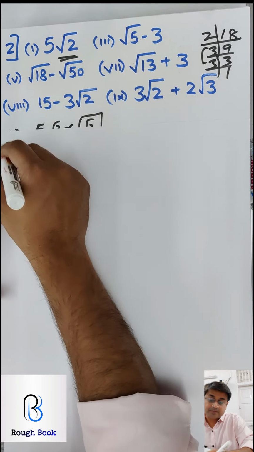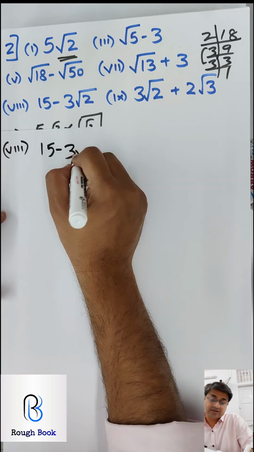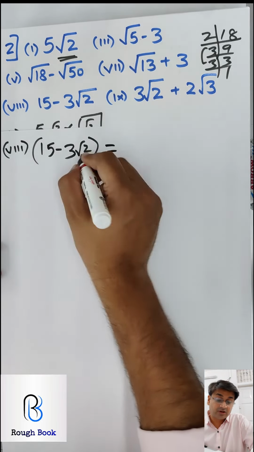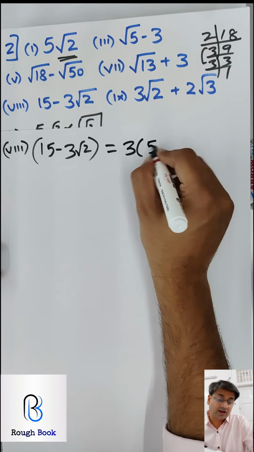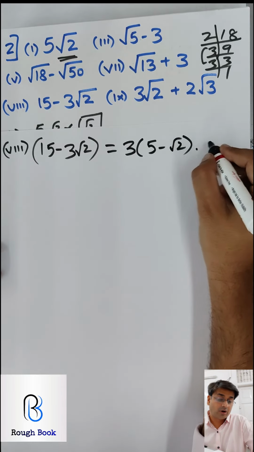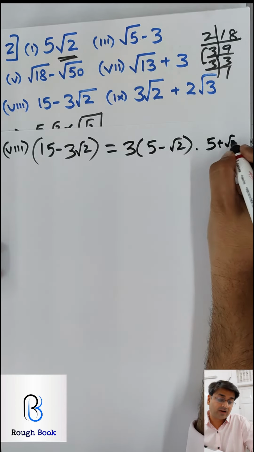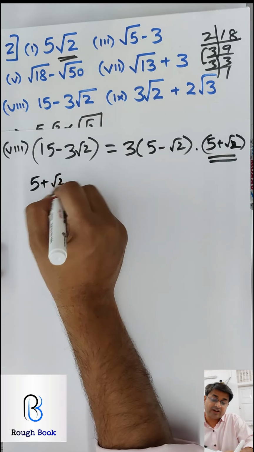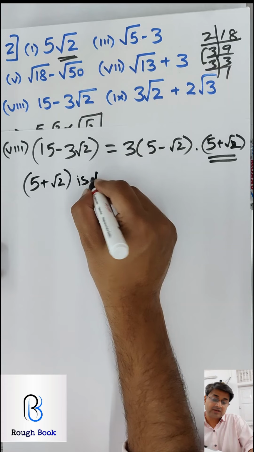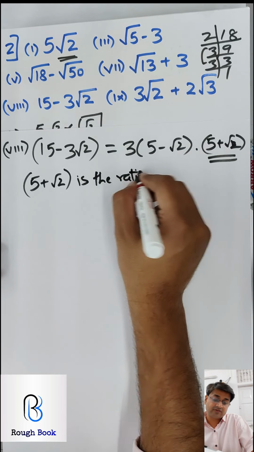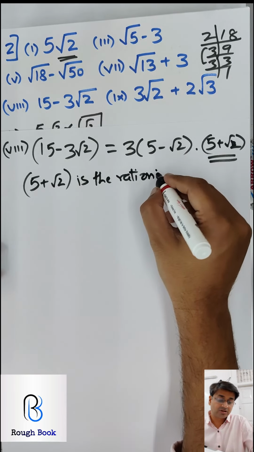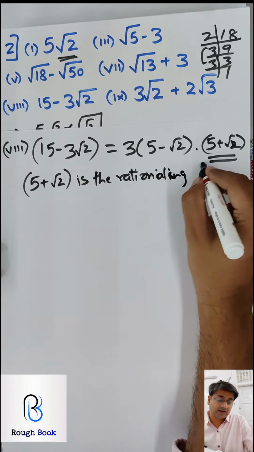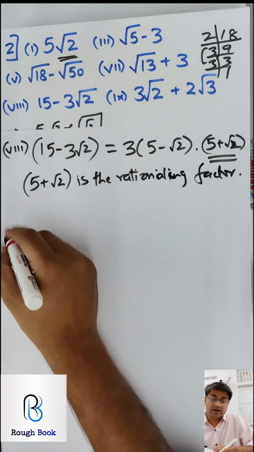So the 8th one, 15 minus 3 root 2. Again this is a googly. Why? Because I can pull out 3 common. So 5 minus root 2. What will I multiply now with is only 5 plus root 2. So that's the rationalizing factor. So 5 plus root 2 is the rationalizing factor. That's it.